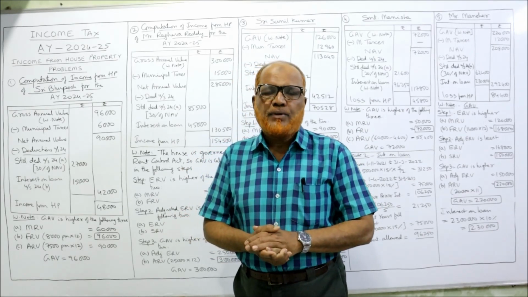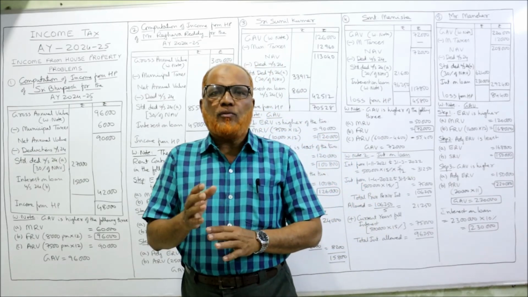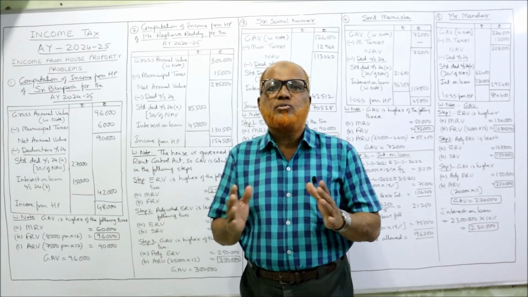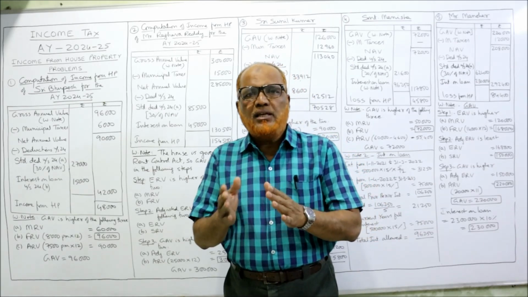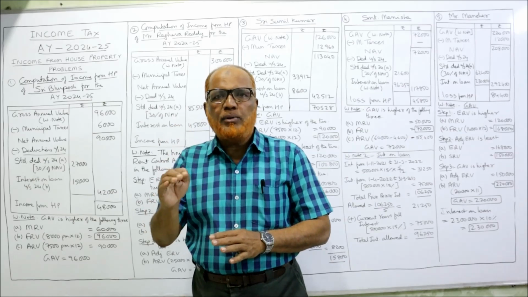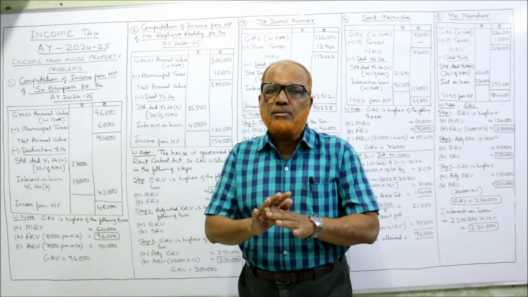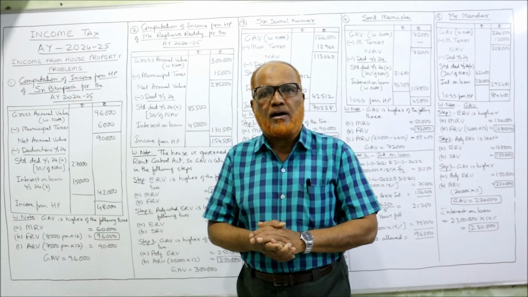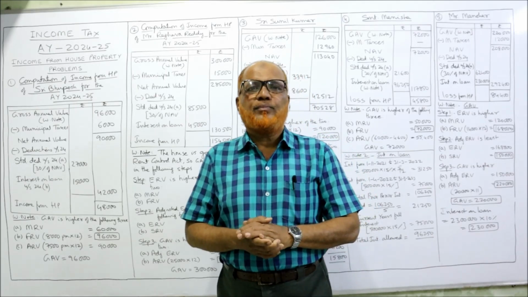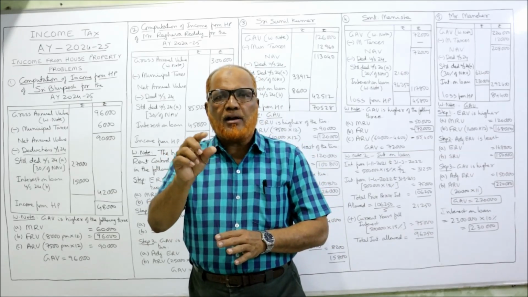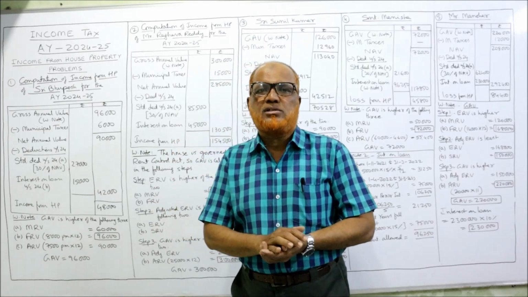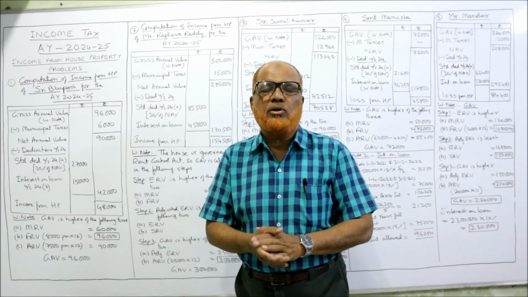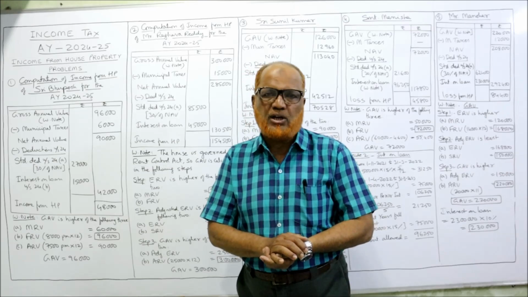What is the difference? In the old scheme, the rate of tax is higher, but the deductions and exemptions are given. Whereas in the new scheme, the tax rate is lower, but the exemptions and deductions are not allowed. So in examination, you have to write that you are writing the answer according to the old scheme or according to the new scheme. You must write this point in examination.